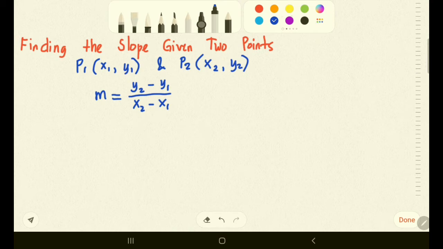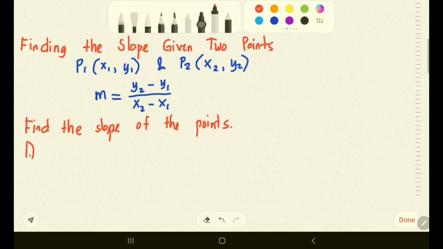Okay? Now, let's have an example. Let's have your number 1. You have negative 2, 1 and 4, 6. At this juncture, we identify your point 1, which is negative 2, 1, and point 2 is 4, 6. So, negative 2 would be your x sub 1, 1 is your y sub 1, 4 is your x sub 2, and your 6 is the y sub 2.